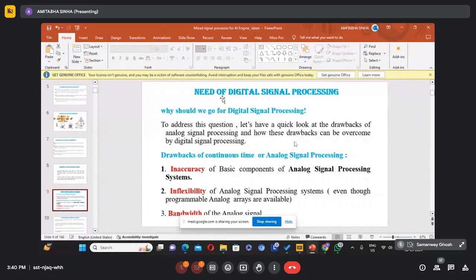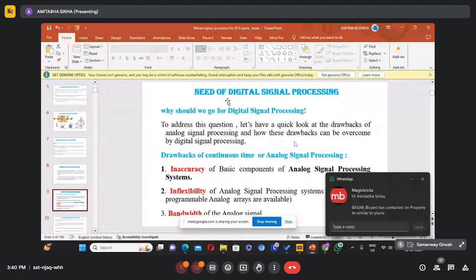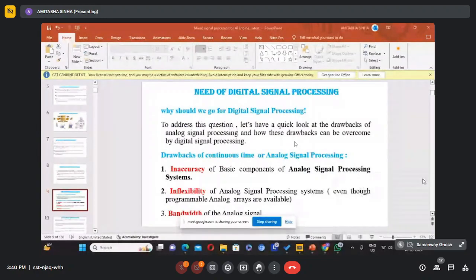So now, briefly we understood the difference between analog, digital and mixed signal circuits. And also we understood some advantages and drawbacks. Now we'll discuss in detail the need of digital signal processing. Initially we had analog signal processing. Traditionally, we have been using analog circuits. So digital circuits are relatively newer compared to analog. But why? One thing, the analog circuits are less expensive compared to digital.